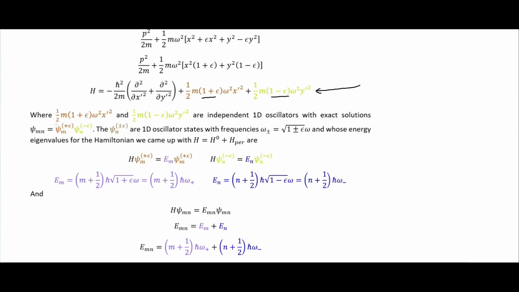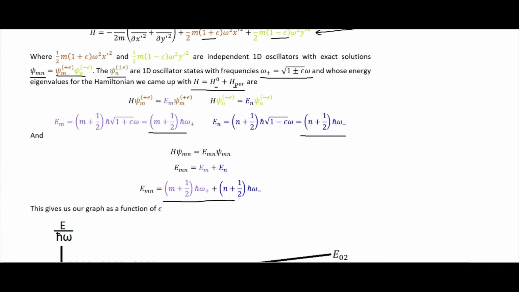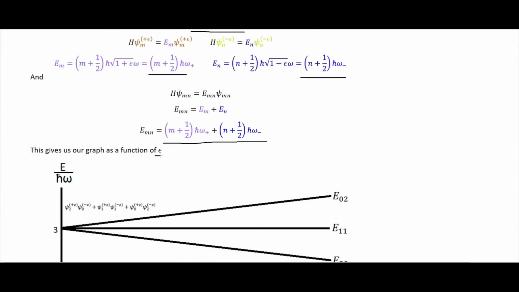And so when we have these two things, these are independent 1D oscillators with exact solutions given by this product here. These solutions are the 1D oscillator states with this frequency, and the energy eigenvalues for the Hamiltonian we came up with, the ideal plus our perturbed, where our perturbed energies are given by this and this, and so the energy is just the sum of those two things. And so this gives us our graph as a function of our epsilons.